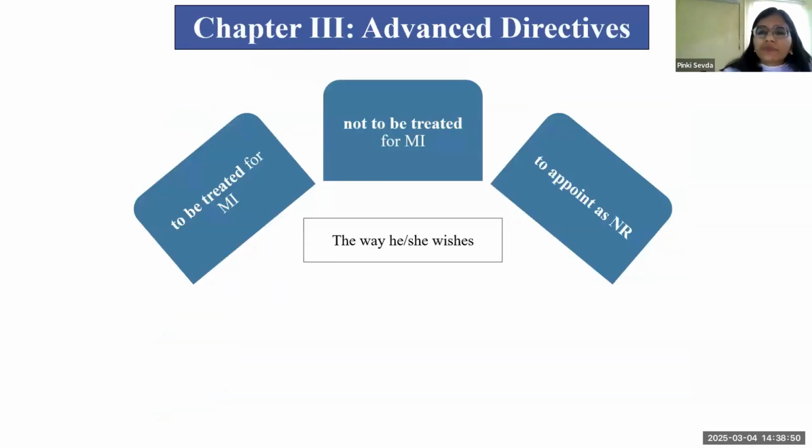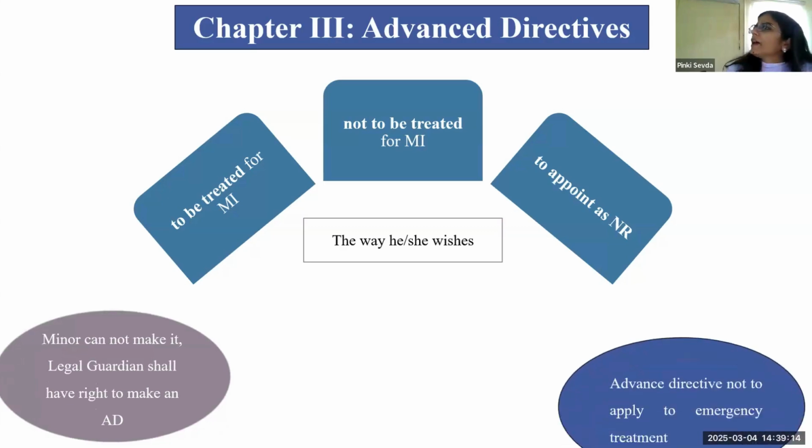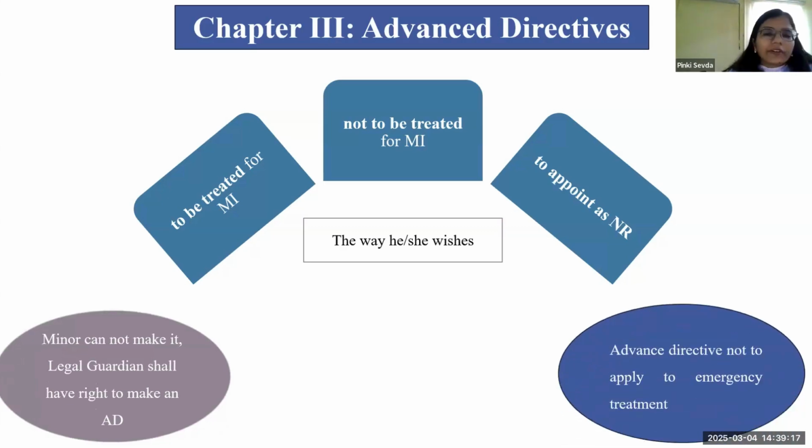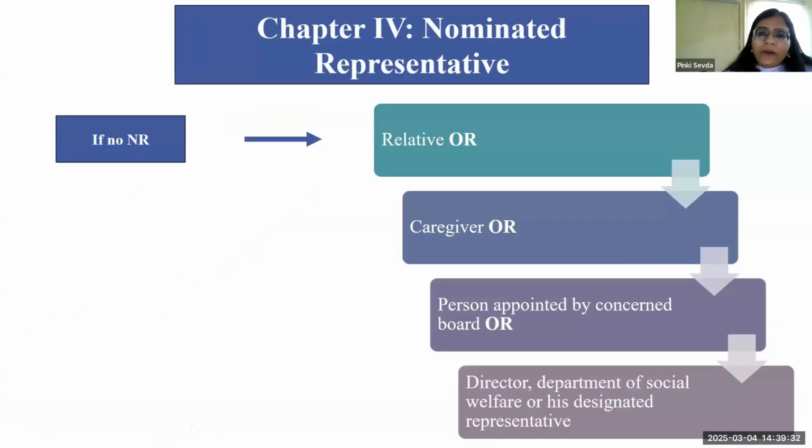In chapter 3, advance directive is there. An advance directive is a legal document in which a patient will specify the way he or she wishes to be treated or cared for mental illness, not to be treated or cared for mental illness, and whom he will appoint as his nominated representative. A minor cannot make an advance directive. A legal guardian shall have the right to make an advance directive in cases of a minor. And advance directive is not applicable to emergency treatment in section 94. A mental health professional is not liable for not following an advance directive if he doesn't get access to it, or if any unforeseen consequences occur on following the advance directive, then he will not be responsible for the same.